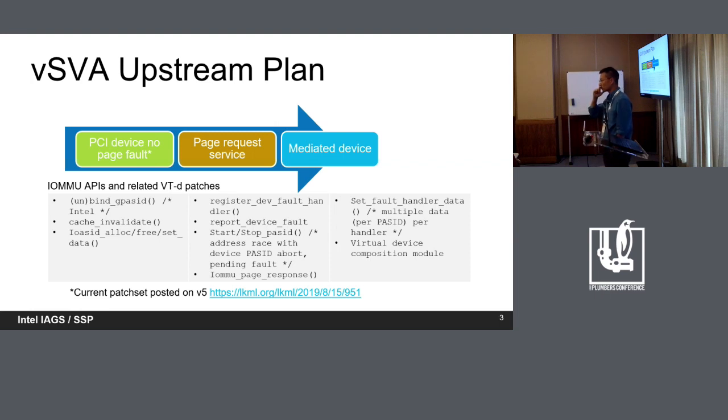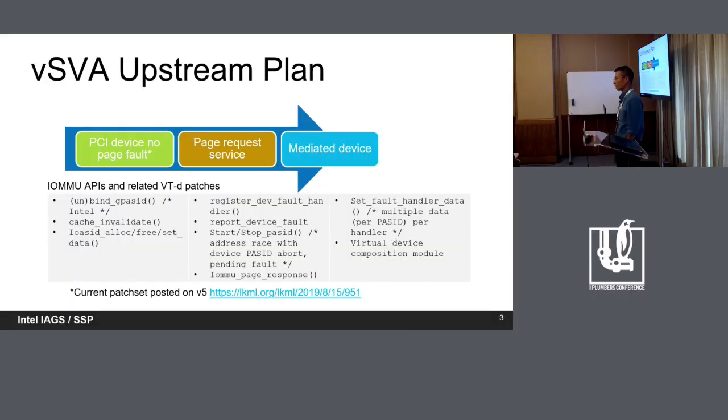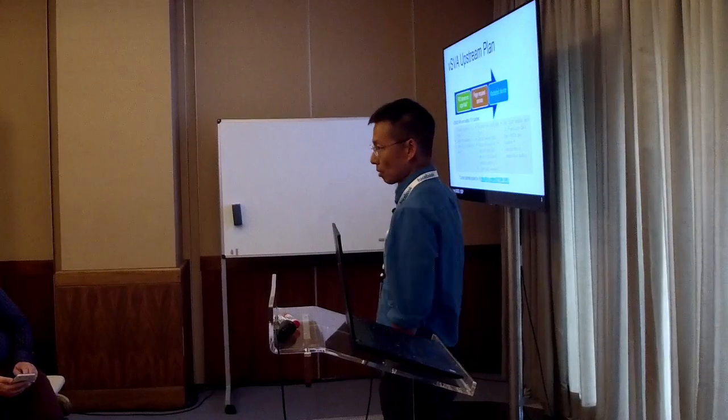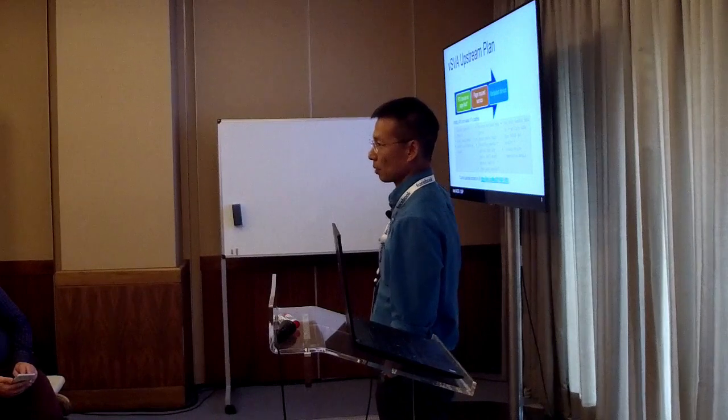For the recording, when you say cache invalidation, I haven't followed the patches. Which specific caches are you talking about? There's IOTLB and device TLB invalidation. The PASID cache invalidation does not use this API. It basically results in a bind against the PASID.